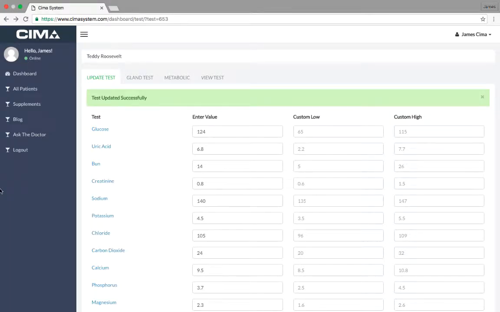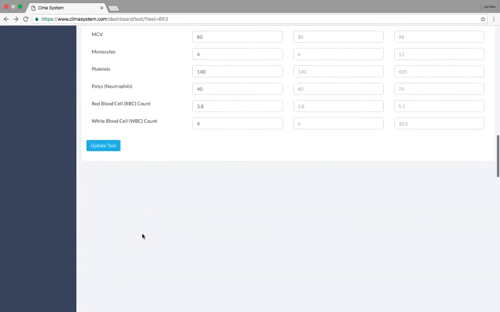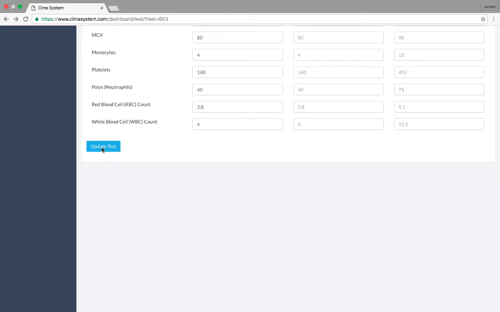Okay, welcome to tutorial 5. As you can see, we entered all the information for Theodore. And we got back down to white blood cell count. We put in 4 and we clicked on update test. And the test will now be updated. And all the information that we entered will now be entered into the SEMA system report.